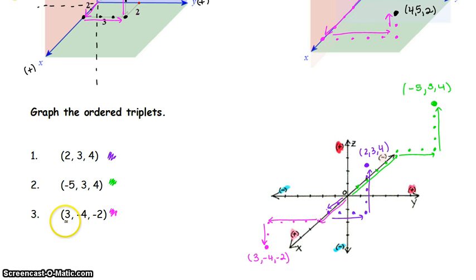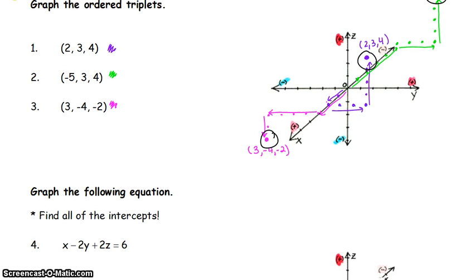And our last point, we've got a positive x, so we go positive x 3, a negative 4y, so instead of going right, we're going to go left 4, a negative 2z, so I'm going to go down 2, and there's the location of your last point. So we've got our 3 points. Here's 1, here's 2, and here's our third one.